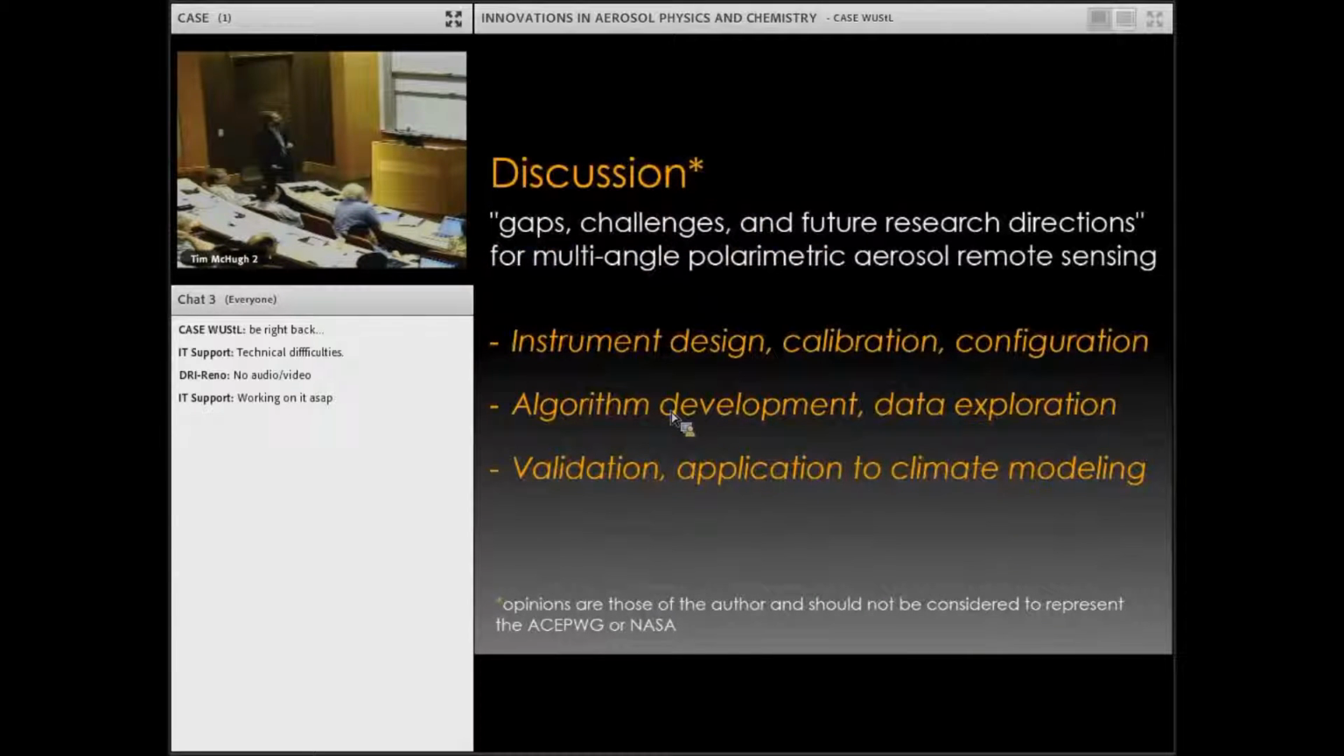So there are essentially three different categories of things that are important. One of them is instrument design, calibration, and configuration. How do you build a system like this? The next is algorithm development and data exploitation. How do you exploit the data that comes from one of these instruments? And finally, how do you validate the data, and how do you actually use the data for improving climate models?